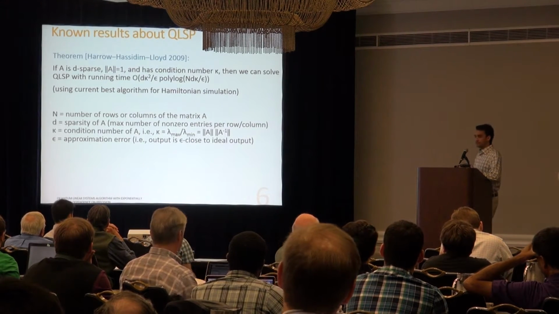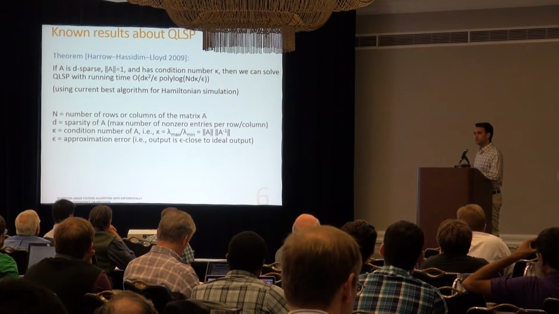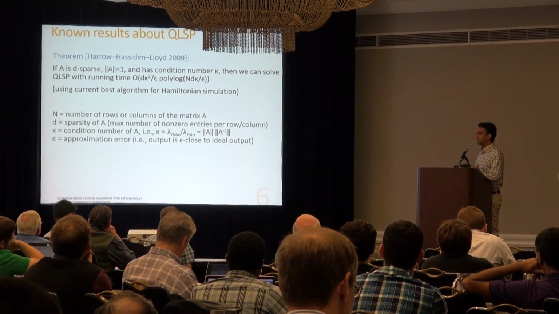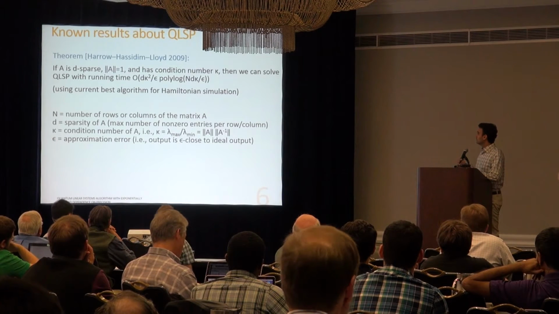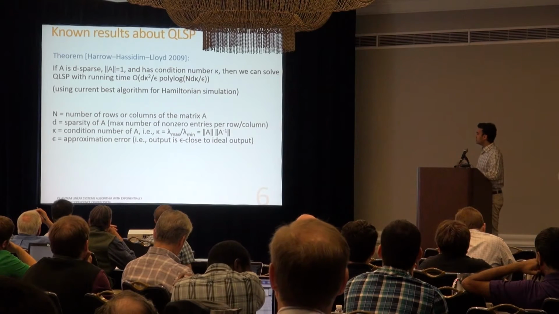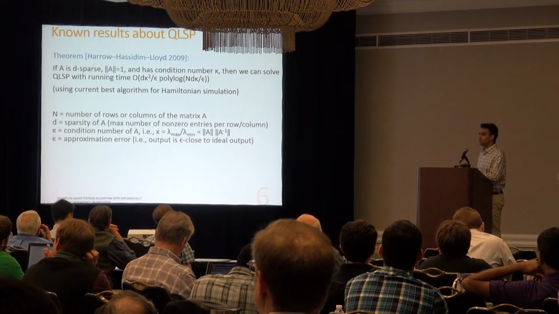And what does the condition number signify? It just tells you how hard it is to invert this matrix. So a matrix that's singular, for which A inverse doesn't exist, doesn't have a well-defined condition number, or the condition number is infinite. So the larger the condition number, the harder it is to solve this inversion task.